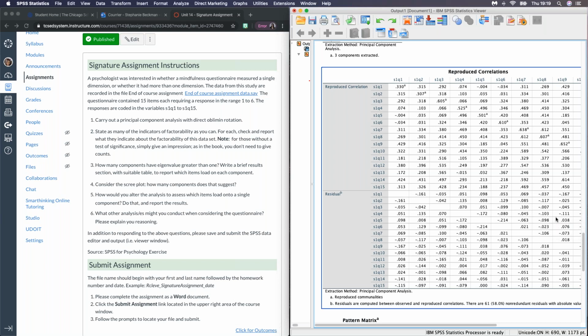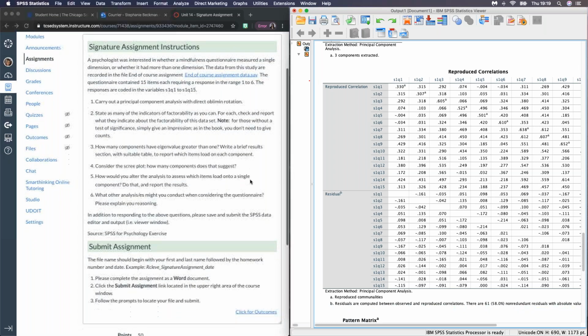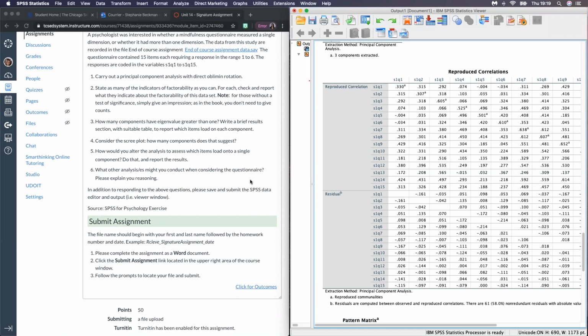So that right there concludes 6 different indicators of factorability. So when it says state as many as you can, you all can do at least 6. You could find more. If you don't have 6, I don't know what the specific cutoff is, but now you know at least 6 that you can include. Let's see. Any questions so far on those indicators of factorability before we move forward to the part about the eigenvalue?